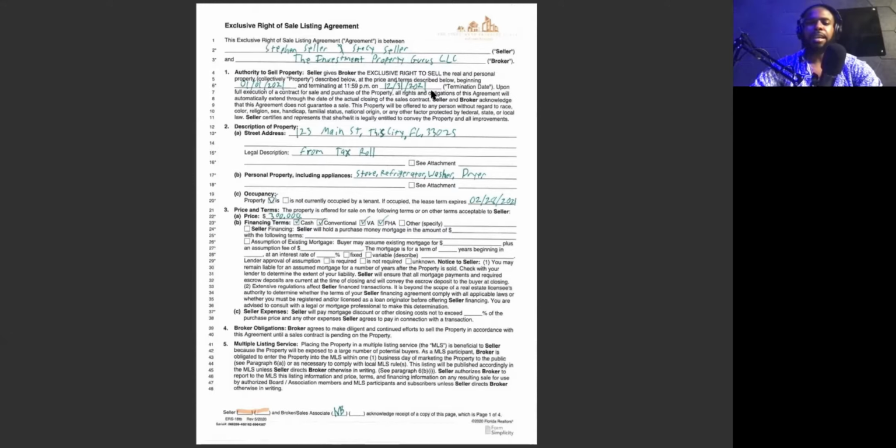As far as the date, here's where you put the listing start date, and this is the listing expiration date. If you're doing a 1-year agreement for any contract, make sure that the end date is 1 day before the start date, but the following year.